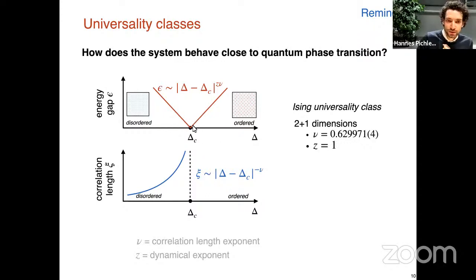And the point is that this behavior close to the critical point, the way the gap closes and the way the correlation length diverges, is only determined by the universality class of the phase transition, and not by the microscopic properties of your Hamiltonian, of your system. And for this Ising universality class that we expect to be realized in this system, the dynamical critical exponent z is known to be 1, and the correlation length critical exponent nu is known to be 0.2699, a numerical value which can be calculated from Monte Carlo or conformal field theory bootstrap approaches. So this is the Ising universality class in 2+1 dimensions, and that's what you expect.